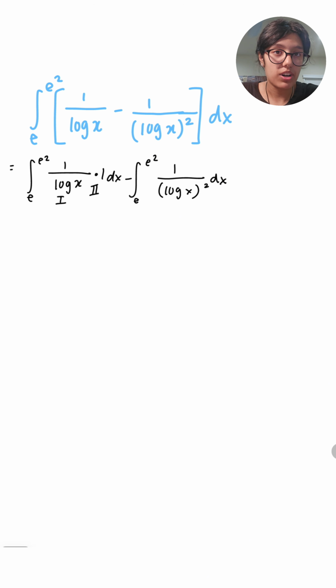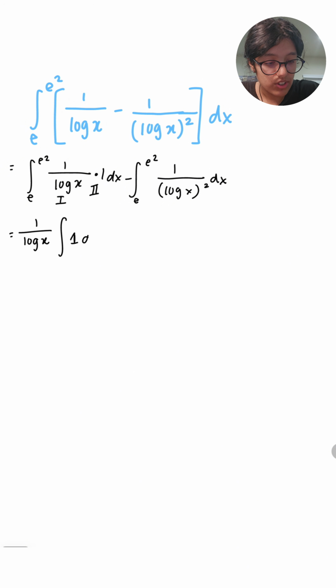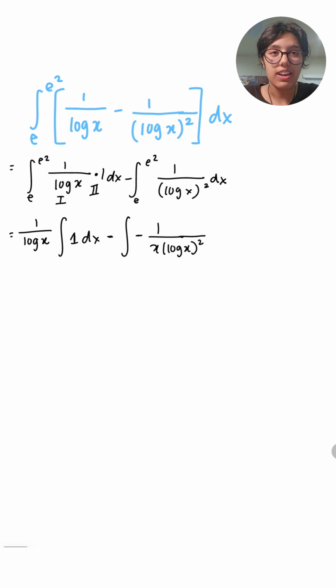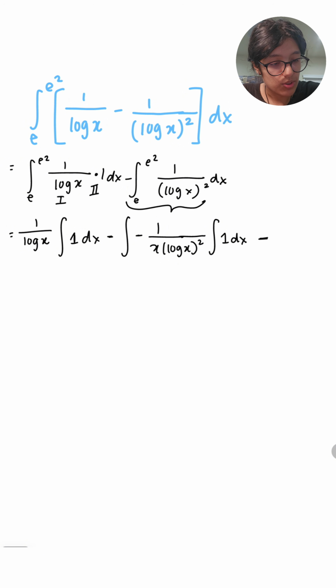So integration by parts says that we have our first function, 1 over log x, times the integration of our second function, dx, minus the integration of the derivative of the first function, which is minus 1 over x log x squared. I just derived that from the basic chain rule, times the integration of our second function again. And that's it. And this term is going to stay just the same over here. Now let's start to simplify.